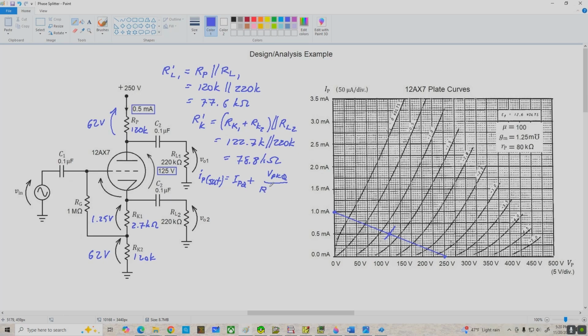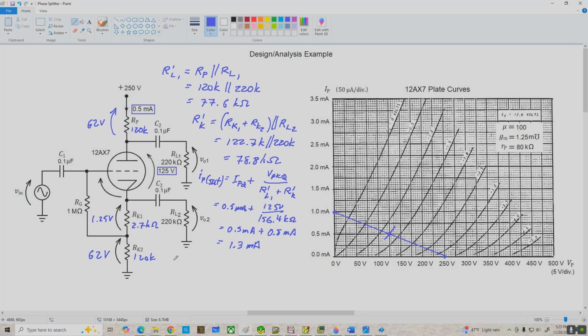So that's going to be R prime L1 plus R prime K, and I guess I could have called that R prime L2, but whatever, we'll just go with what we've got here. And that's 0.5 milliamps plus 125 volts divided by the sum of these two, which is 156.4 K ohms, and that's 0.5 milliamps plus 0.8 milliamps, which is 1.3 milliamps. So there is our AC load line saturation current.